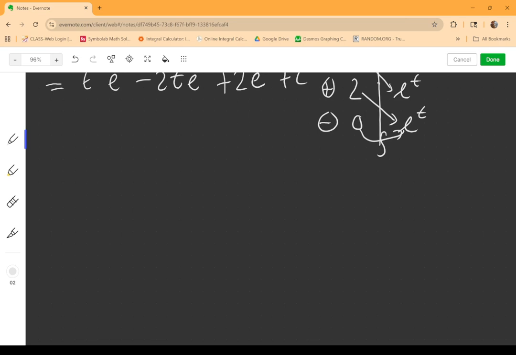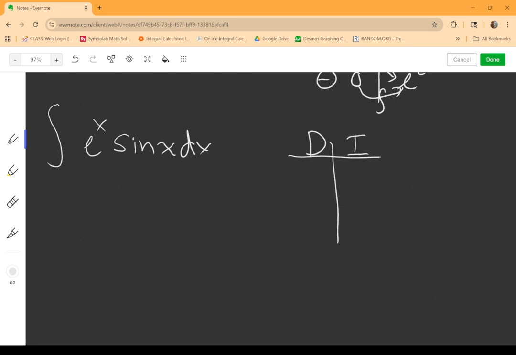Now, what do we do in the case where neither of the functions has a derivative that is tending towards 0? Let's take a look at something like this. In this case, no matter what I choose for my function to differentiate, I'm never going to get 0. If I choose e to the x, well, that's just the same. If I choose sine of x, then I'm going to flip-flop between sine, cosine, plus or minus.